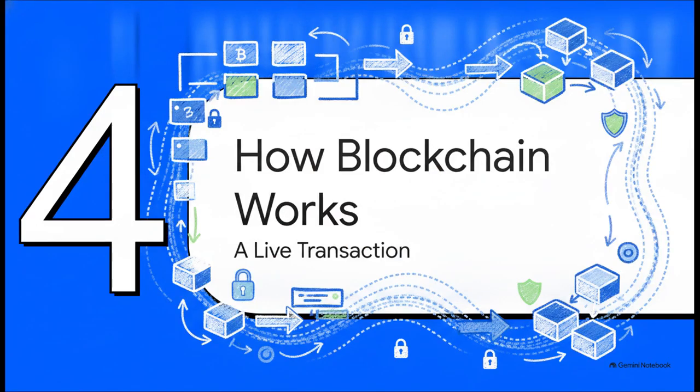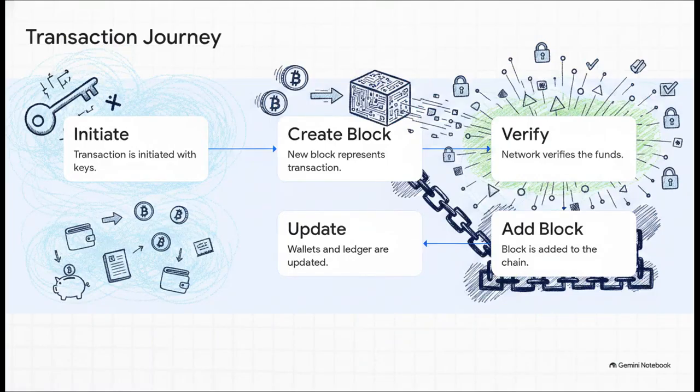All right, let's zoom out a bit for Section 4, how a blockchain works. Let's quickly walk through the real-world journey of a transaction in 5 steps. Imagine Phil wants to send Jack 2 Bitcoins. Step 1, Phil initiates the transaction using his secure private and public keys. Step 2, a brand new block is created that represents this specific transfer.